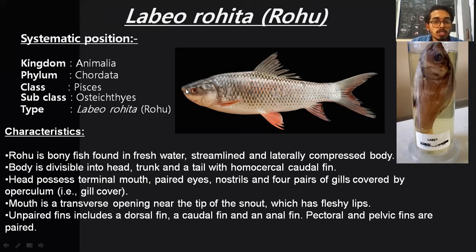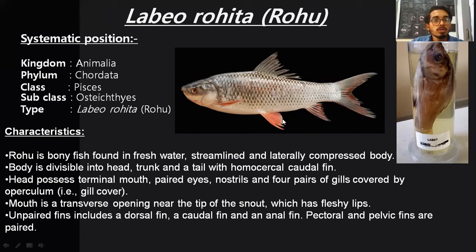The mouth is a transverse opening near the tip of the snout. So this is the snout region. At the tip region, you will find a mouth with a transverse opening, which has fleshy lips. The unpaired fins include a dorsal fin, a caudal fin and an anal fin. So these are the unpaired fins. Then the pelvic and pectoral fins are paired. This is the pelvic and this is the pectoral fin, and they are paired.